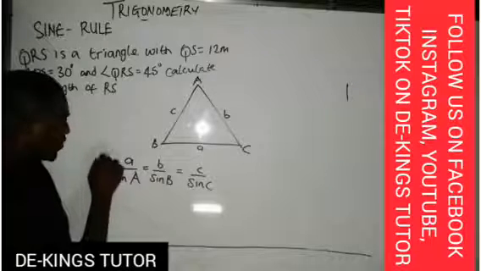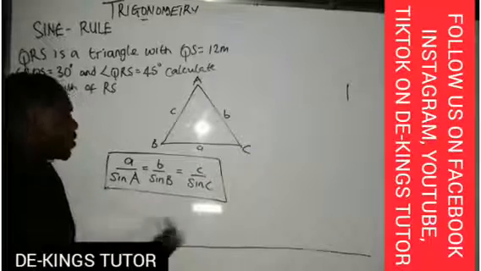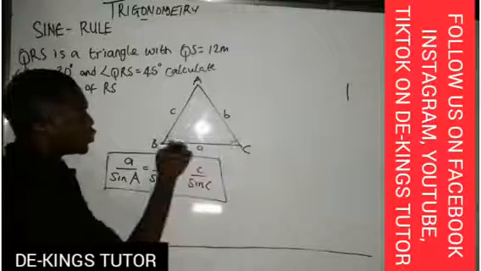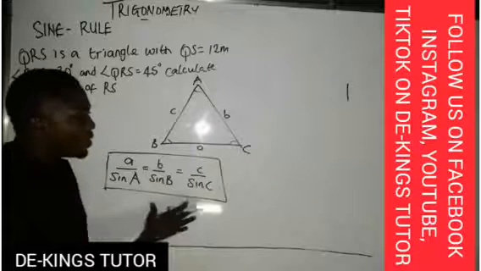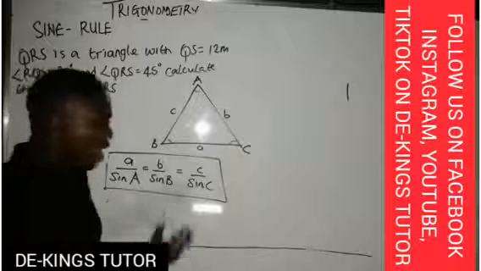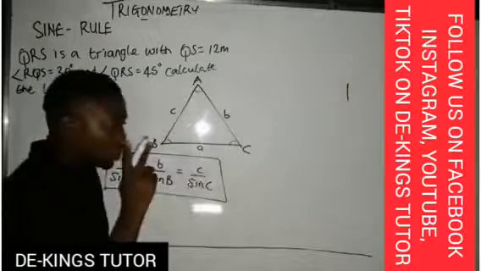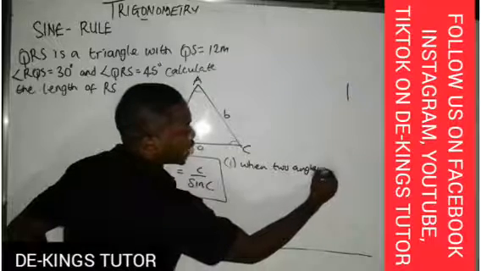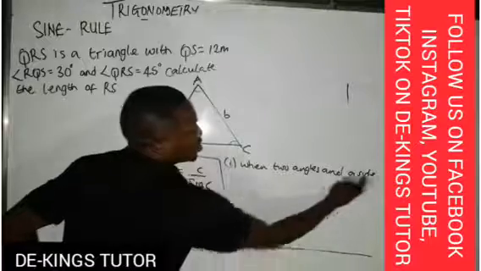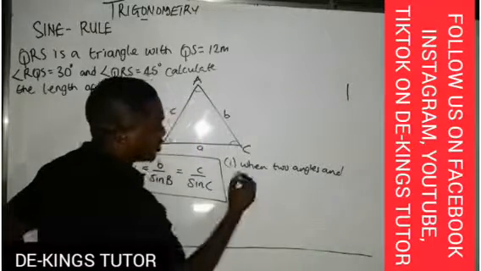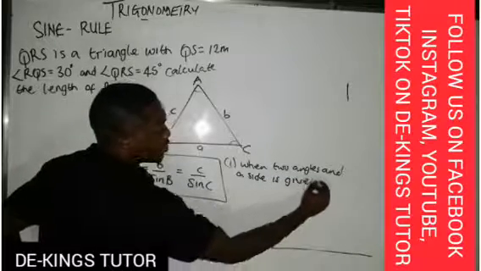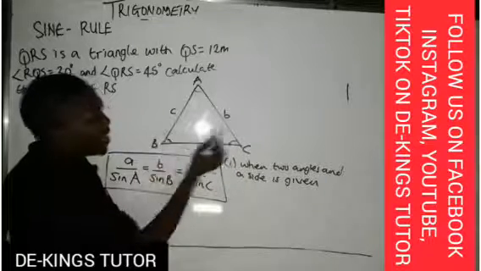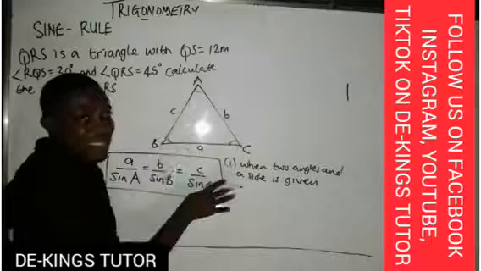With this formula, you can find the sides of a triangle that is not a right angle triangle, and also the angles involved. But this formula has conditions. We can only use it under two conditions. The first condition is when two angles and a side are given. For instance, we will use this formula when two angles, probably angle C and angle B, and side b are given.